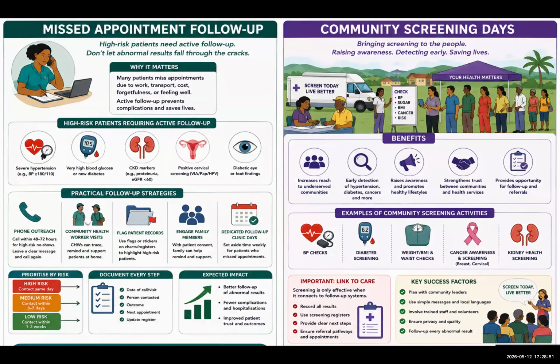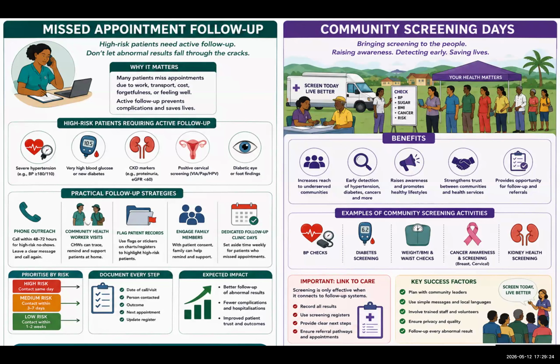If a patient misses a follow-up, what are we going to do? The high-risk patients, the ones who have severe hypertension, uncontrolled blood glucose, CKD, the ones who might have an abnormal result from a positive cervical cancer screening, patients who can't see, what are we going to do? Again, it can't just be all digital right now. While we are moving towards digitization, we need to make sure we can do phone outreach, community outreach, and make sure patients can be flagged when they have abnormal results.